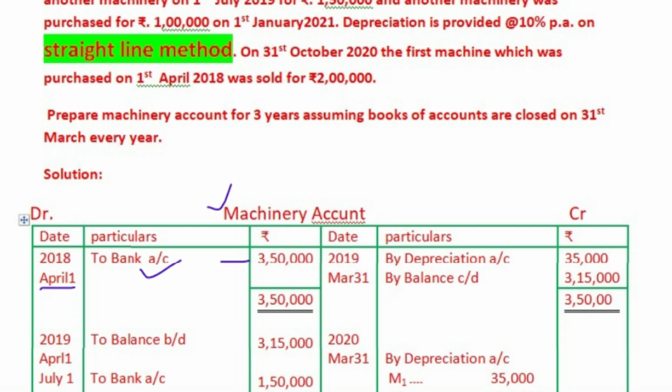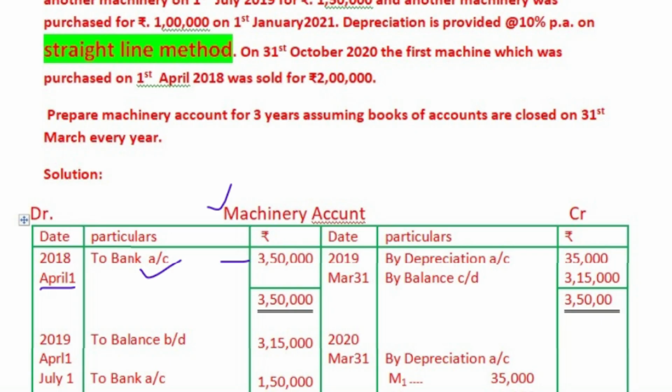In this machinery account, depreciation will be recorded. If there are any installation charges, then again on the debit side installation charges shall be added, capitalized, that means added to the machinery price. In this question installation charges are not given. If given in the question, then again you have to write on the same date installation charges, what is the amount, and after adding installation plus cost of machine together, depreciation will be charged.